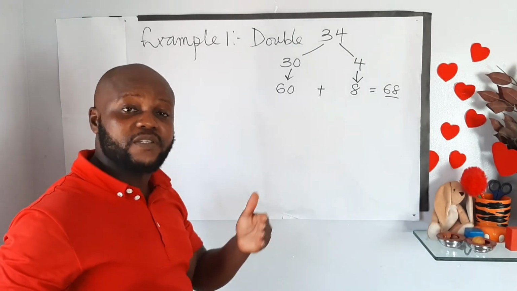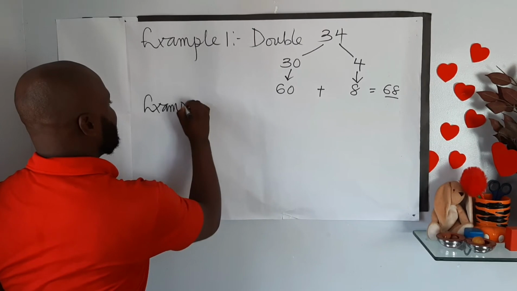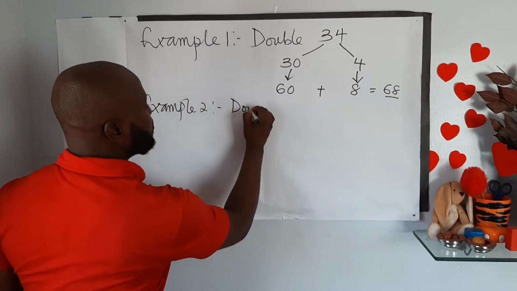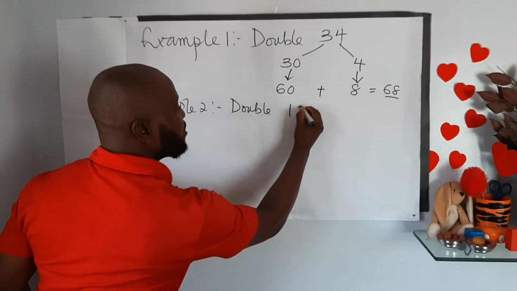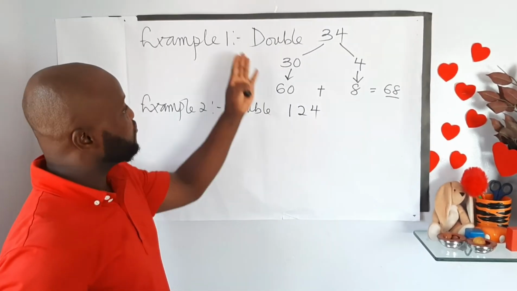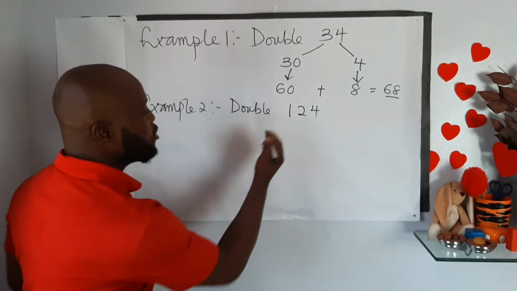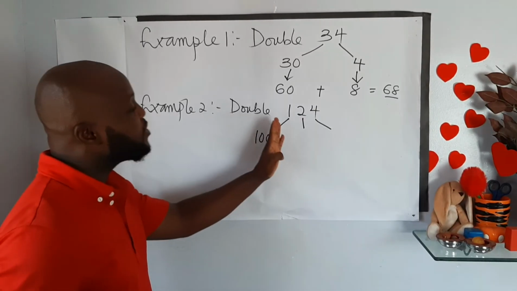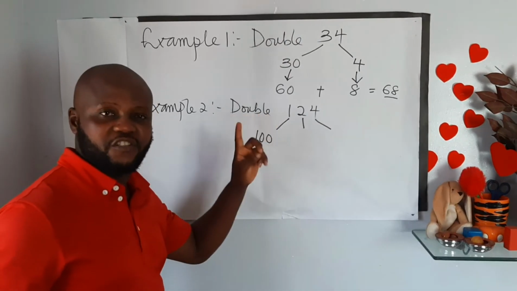I'm going to take you through the second example. Alright, so if I have, for example, double 124. This is a 3-digit number. The first example I solved here was a 2-digit. This is a 3-digit number. So I'm going to partition 124 based on the place value of each digit.